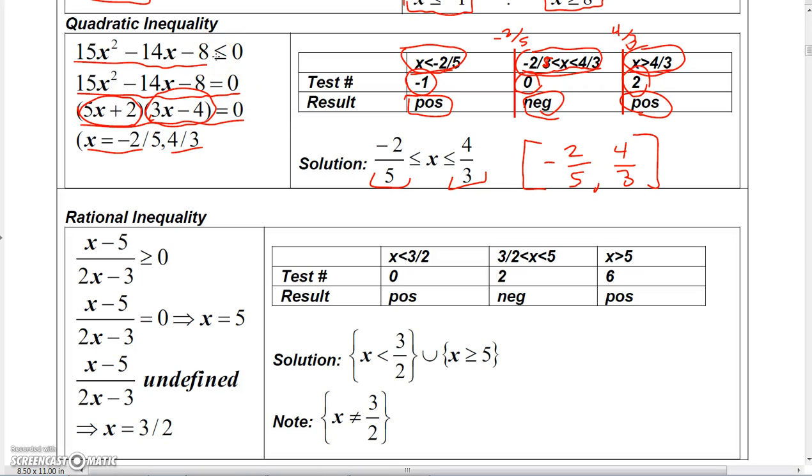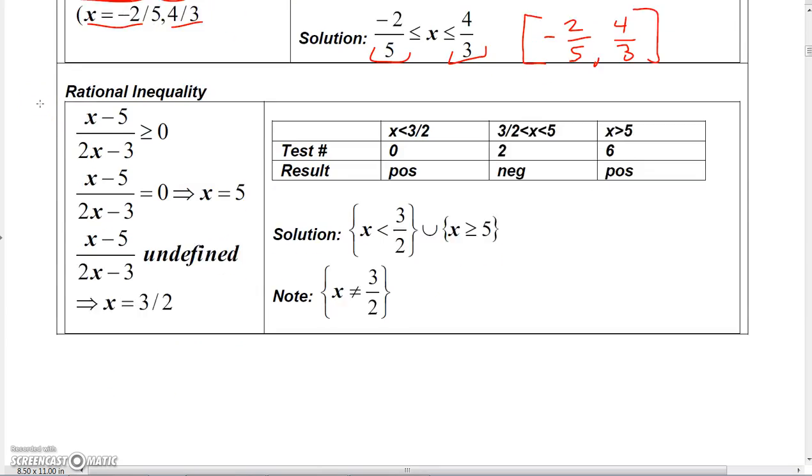If this had not said less than or equal, if this had just said less than, then I wouldn't use the equal to here, and of course I would use parentheses instead of brackets here. Another thing, if it had said greater than or equal to, then I would have used the outer two regions. I would have had the solution for all values where x is less than or equal to -2/5 and x is greater than or equal to 4/3. So, I don't have time to show you every possibility, but hopefully this will help you with quadratic inequalities.